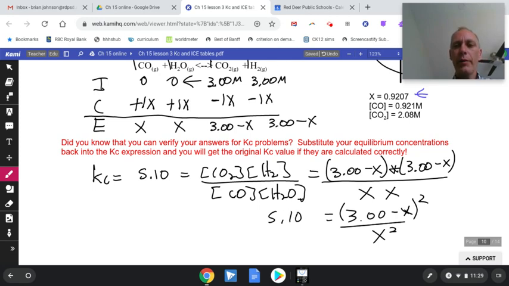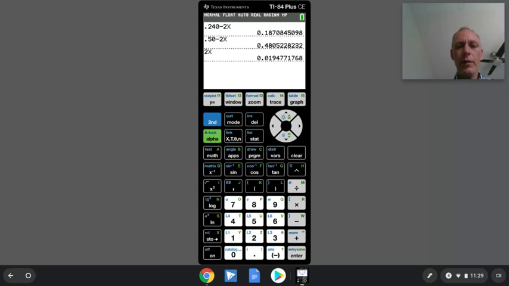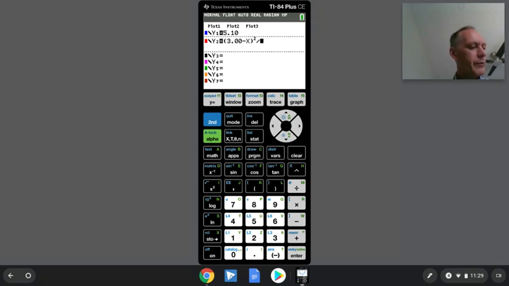All right, now here's the goofy part when I go to put this in my calculator. Okay, whoops. So y1 is 5.10, clear, 5.10. Okay, and y2 was brackets 3.00 minus x, squared, divided by x squared. I think I'm going to put brackets around that x squared. Back that up. Brackets x squared.